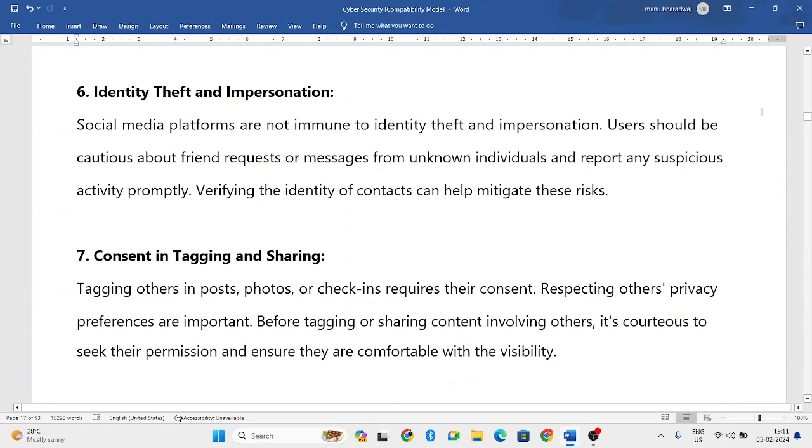Next, identity theft and impersonation. Suppose you give more personal information, people can misuse that information. They may pretend to be you and cheat other people. So accepting unknown friend requests or replying to unknown messages is something you have to really focus on. Be very careful with all those things.